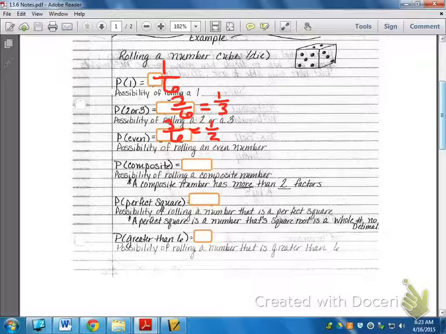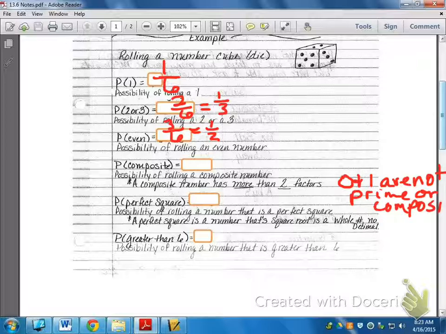And just to clarify so that you know, you probably ought to write this down, 0 and 1 are not prime or composite, because the definition of prime is exactly 2 factors, and 0 and 1 don't have exactly 2 factors. And they're not composite either. They don't have multiple factors. So 0 and 1 are neither. Composite has more than 2.